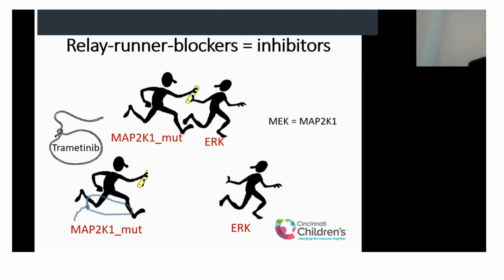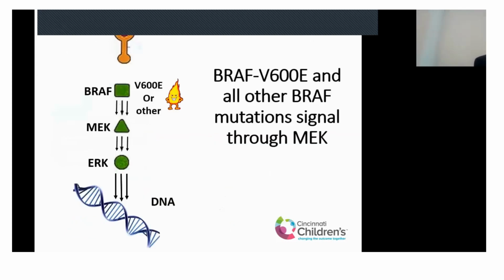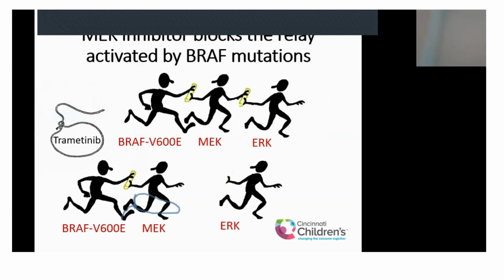Now, if you've been paying attention, these things have to go in this order. BRAF has to activate MEK, then MEK activates ERK. And so, just like Dr. Goyal mentioned, even if you have a BRAF V600E, which is a BRAF mutation, you could disrupt or interrupt this cycle with a MEK inhibitor. So a MEK inhibitor will block the relay, whether the mutation is in MEK or above MEK, before MEK, in BRAF.